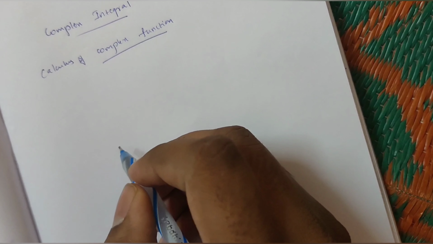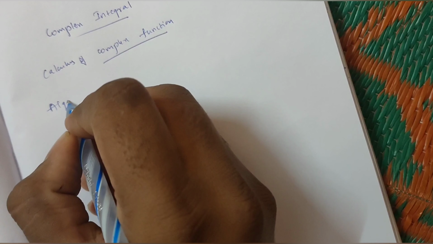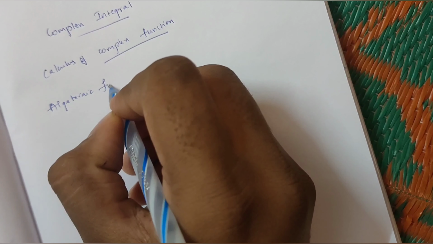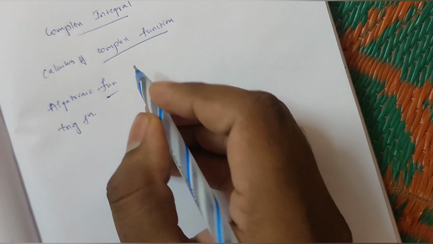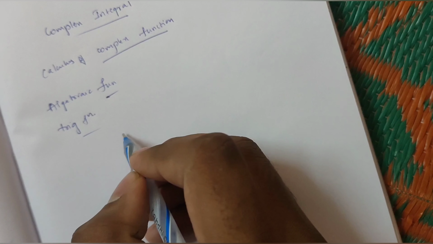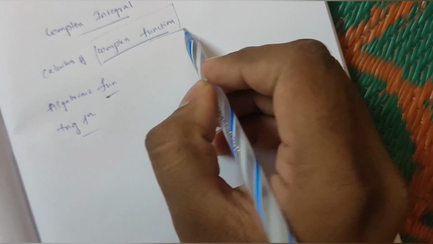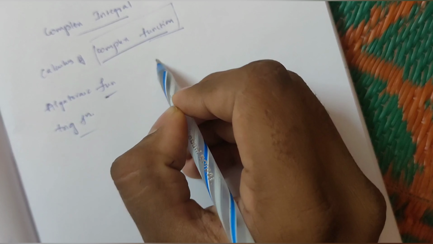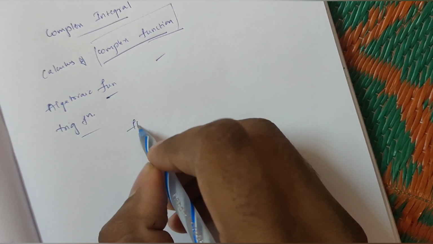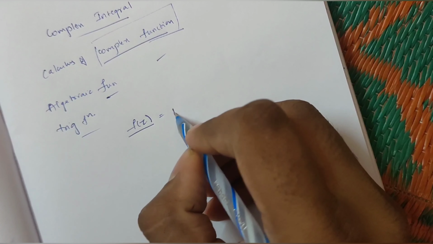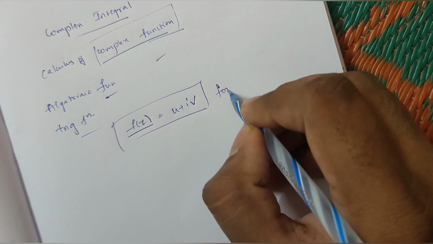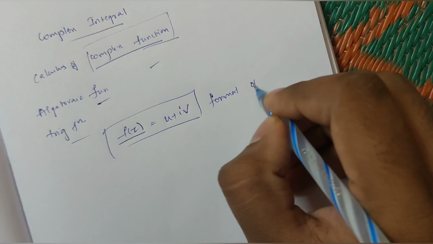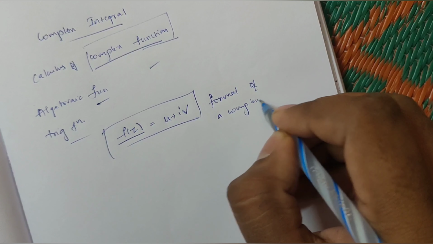So we come to know about what is an algebraic function and trigonometric function, and yeah, we know algebraic functions, trigonometric functions, etc. But what is a complex function? How is it represented? It is represented as f of z, which means u plus i v. So this is the format of a complex function.